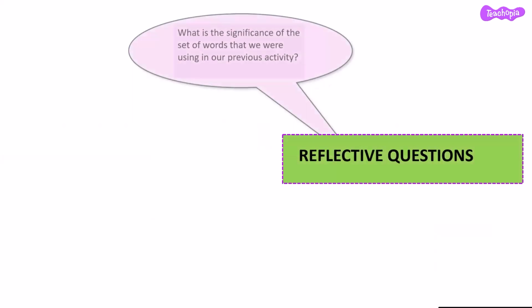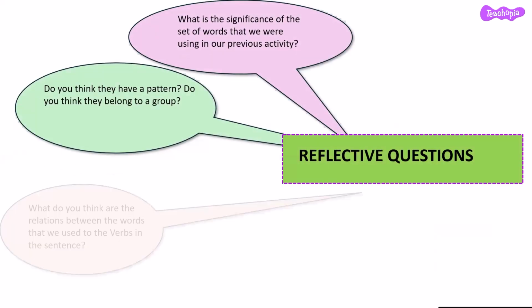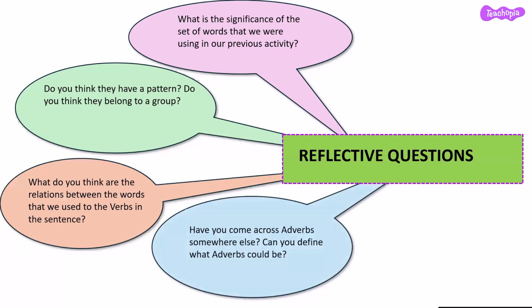For this particular activity, we can also provide some reflective questions. Some examples are: what is the significance of the set of words they are using here in the previous activity we are conducting? They can come up with adverbs of frequency as an answer. Similarly, we can ask them, do you think there is a pattern? Did they follow any pattern when filling in the blanks? And we can also ask them, do you think they belong to any particular group when they are placing those words? So we can make sure that the adverbs of frequency are actually being used.